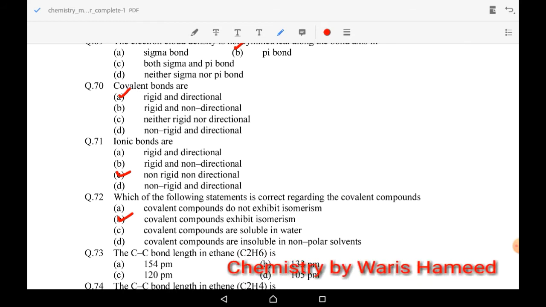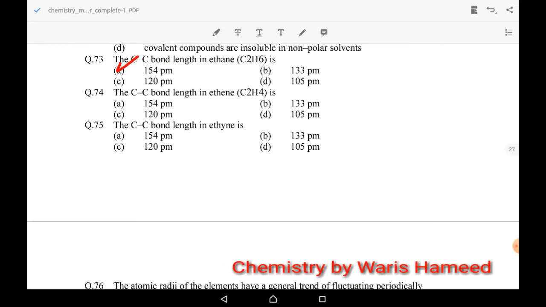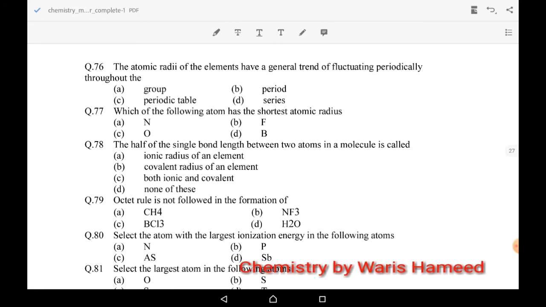Next, the carbon-carbon bond length in ethane. It's 154 picometer. A option is correct. Carbon-carbon bond length in ethene. It's 133 picometer. Carbon-carbon bond length in ethyne. It's 120 picometer. Next, 76 MCQs. The atomic radii of the elements have a general trend of fluctuating periodically throughout the periodic table.